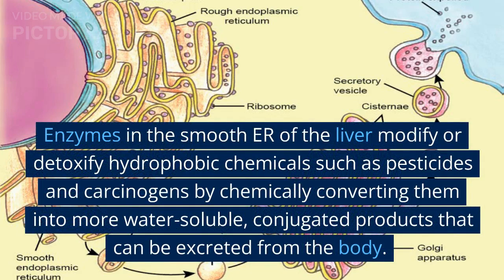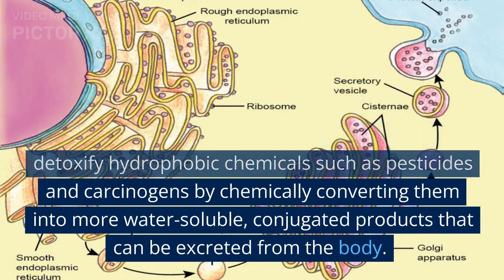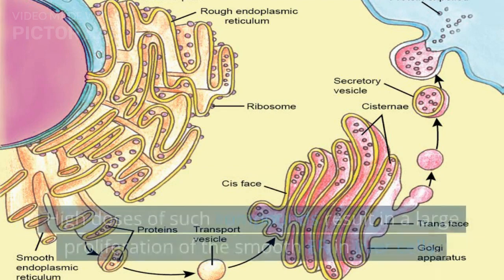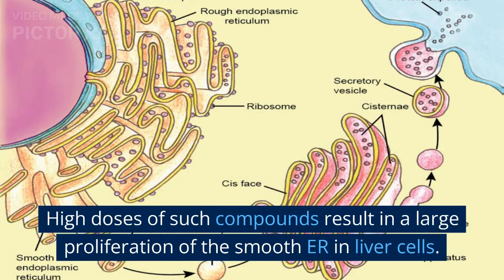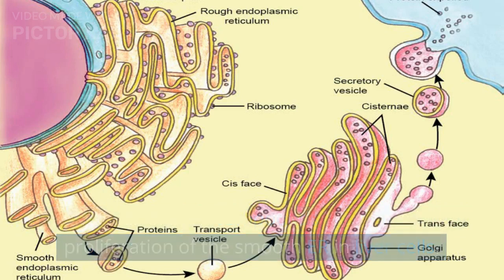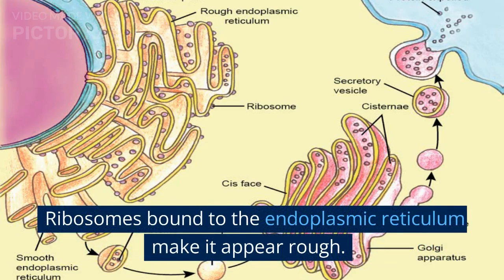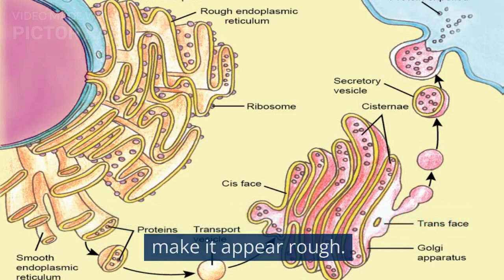Enzymes in the smooth ER of the liver modify or detoxify hydrophobic chemicals such as pesticides and carcinogens by chemically converting them into more water-soluble, conjugated products that can be excreted from the body. High doses of such compounds result in a large proliferation of the smooth ER in liver cells. Granular or rough endoplasmic reticulum. Ribosomes bound to the endoplasmic reticulum make it appear rough.